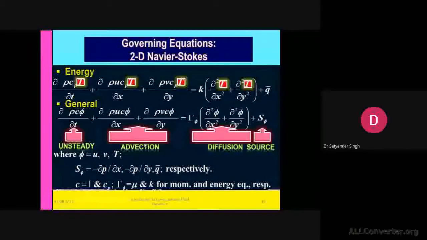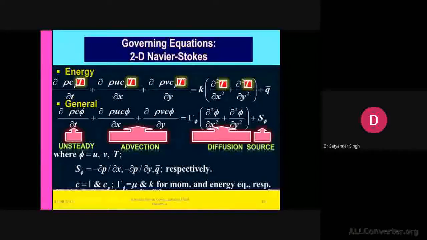So this particular advection is showing you the bulk movement. It will be important to capture the bulk movement during the coupling of the fluid flow and the heat transfer simultaneously. And then the third term will be called a diffusion term. We call this a diffusion term.